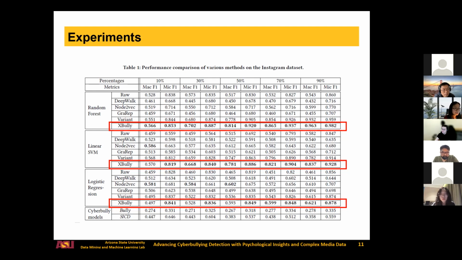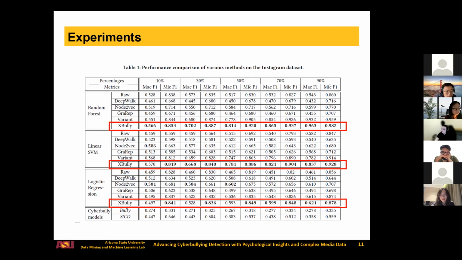And then the percentage here means the proportion of the data sets we use for training. So 10% means we only use 10% of the data sets for training and the rest for testing. And then we also compare with the state-of-the-art cyberbullying detection models, like the last two rows.